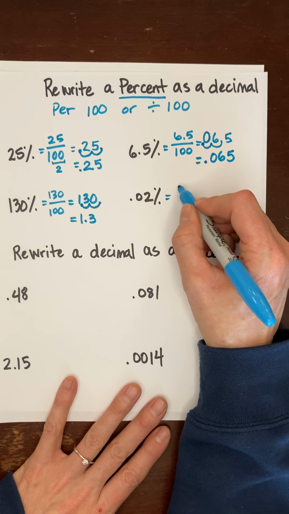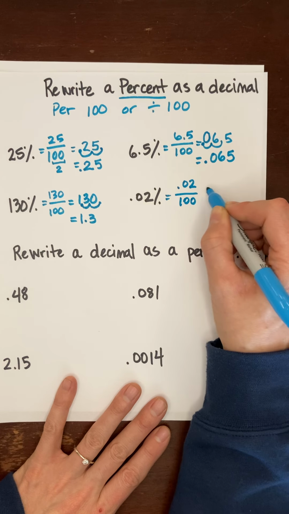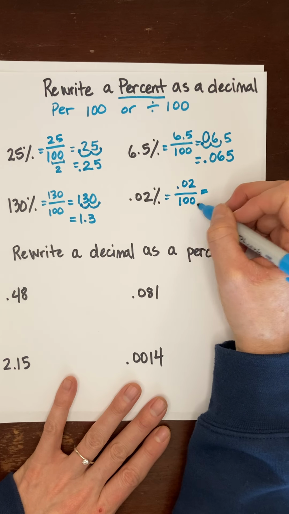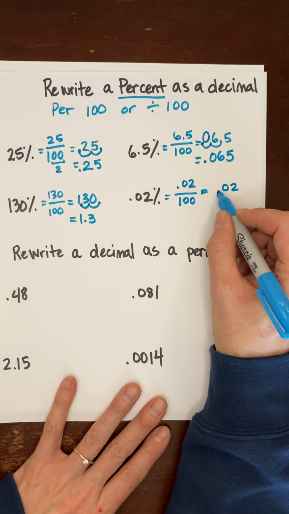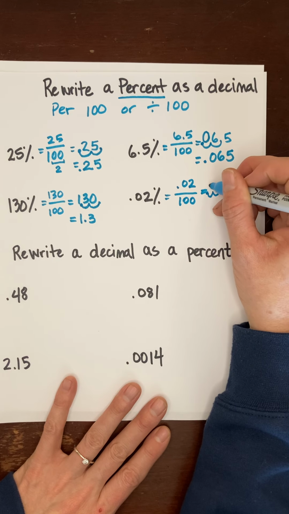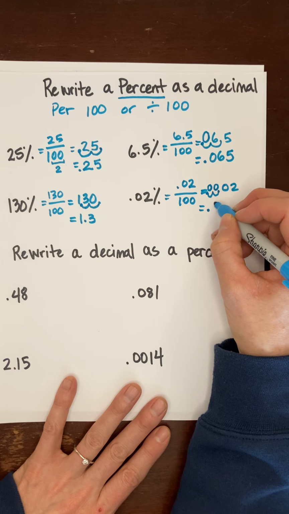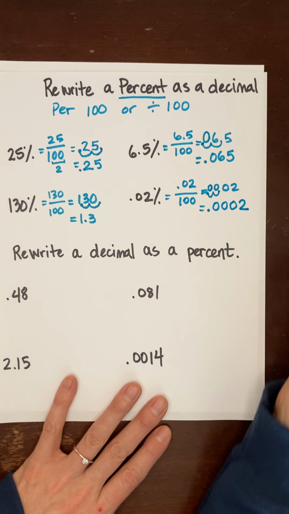0.02%. That means 0.02 per 100. So again, our shortcut is to move our decimal to the left 2 places because there's 2 zeros. So 0.02, move that decimal 1, 2. We have 2 gaps, so we're going to fill it in with 2 zeros. So our final answer is 0.0002.